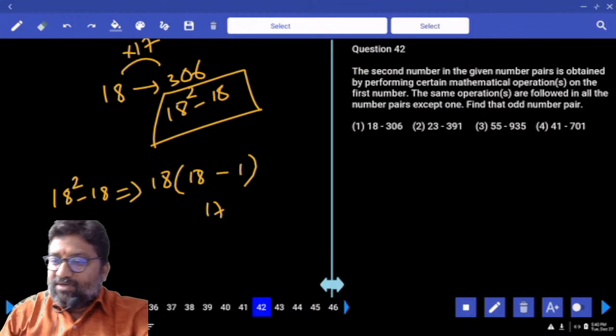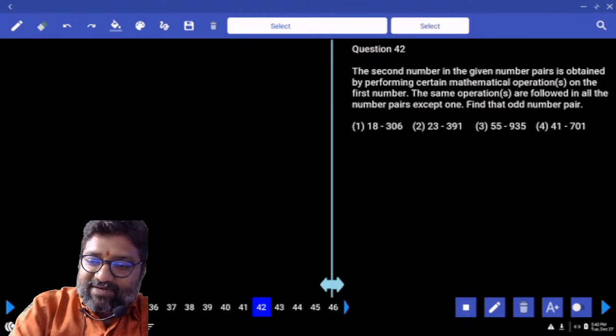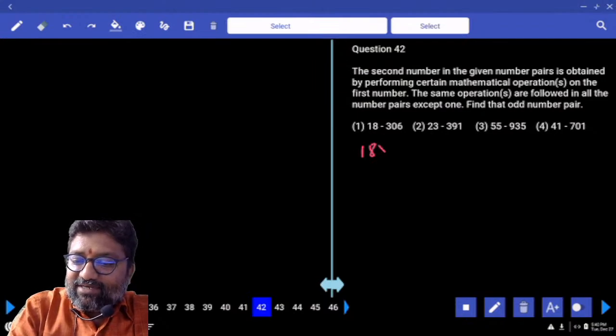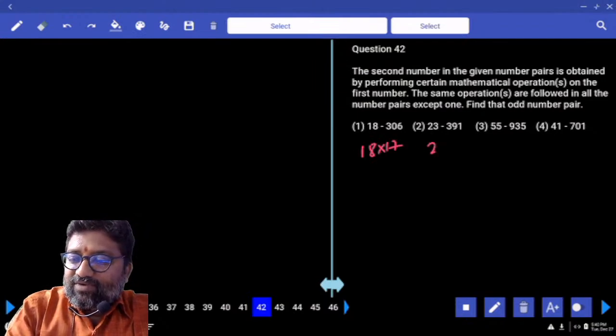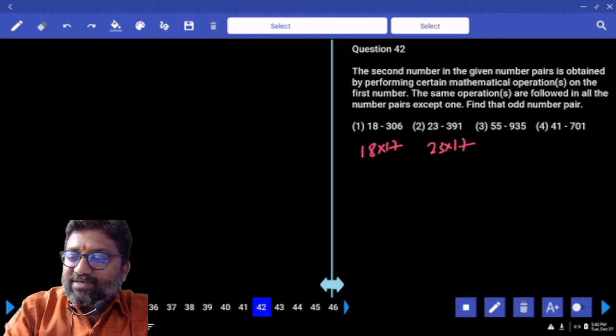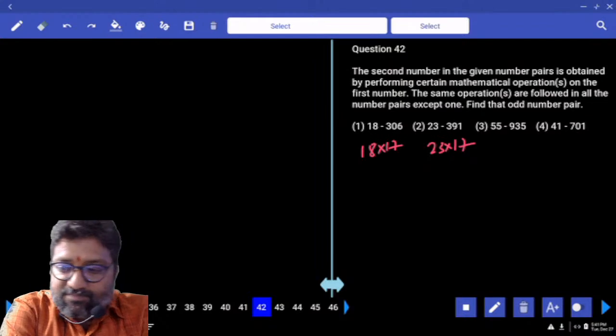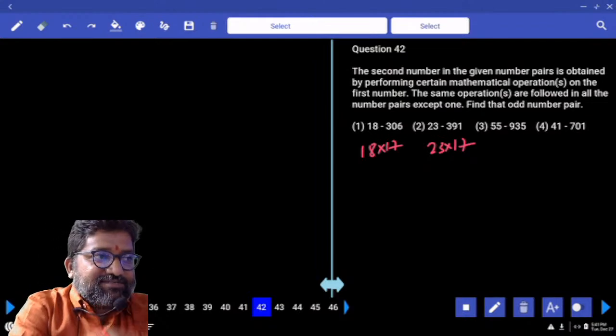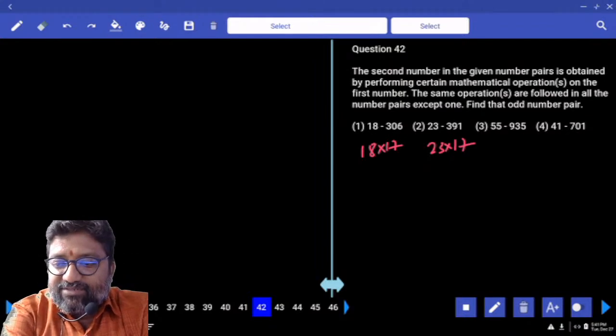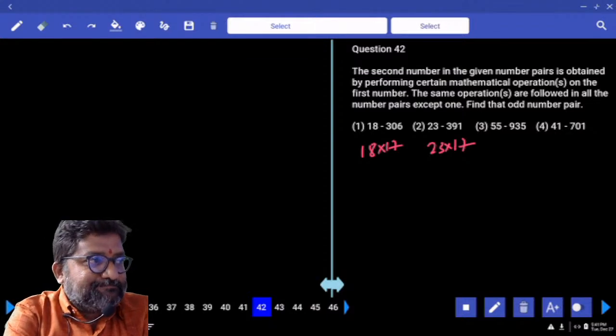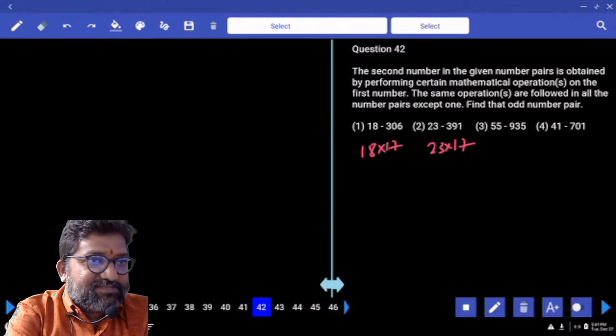Let's see. I'll do 18 into 17. First, what is this? 18 into 17. 23 into 17. Tell me. Is it 391? Come on. Do it fast. 23 into 17. Is it 391? Yes. It is.